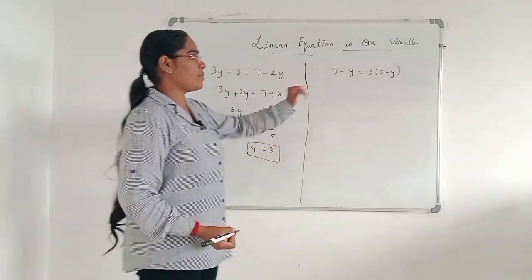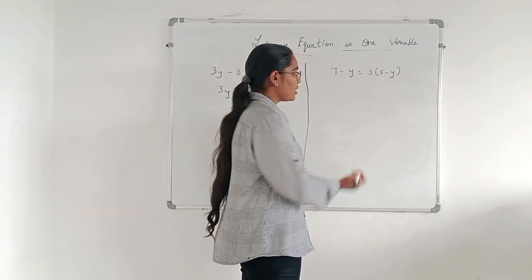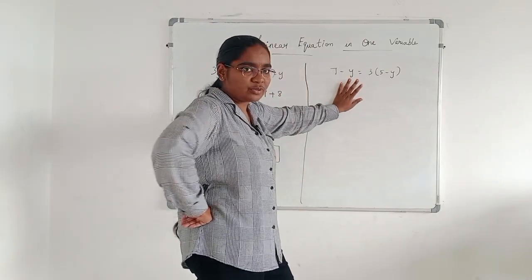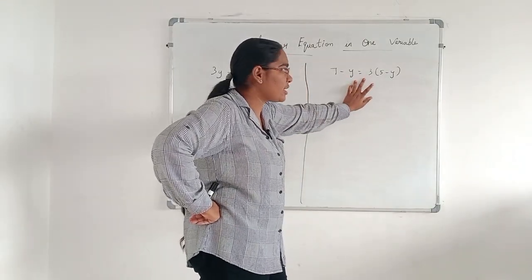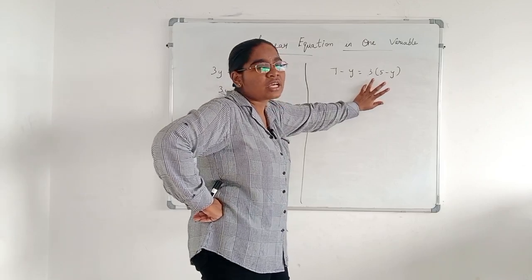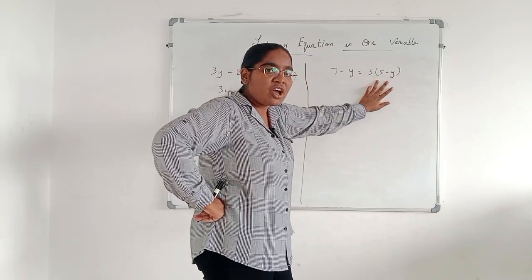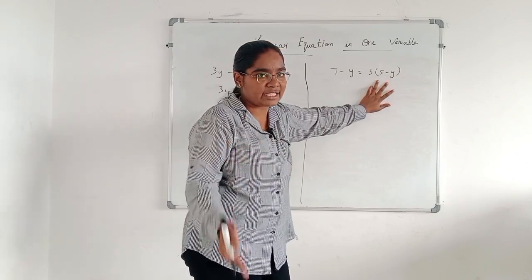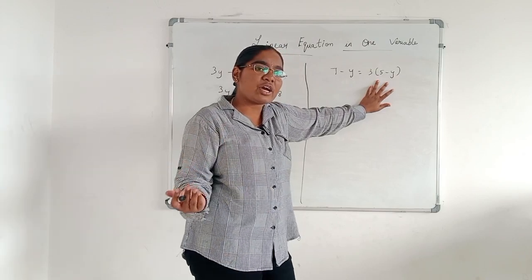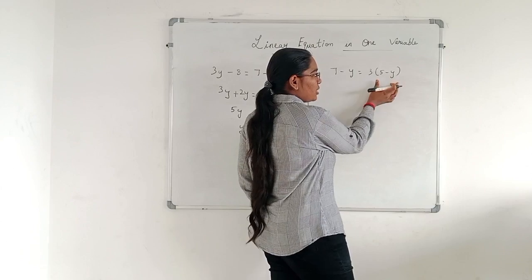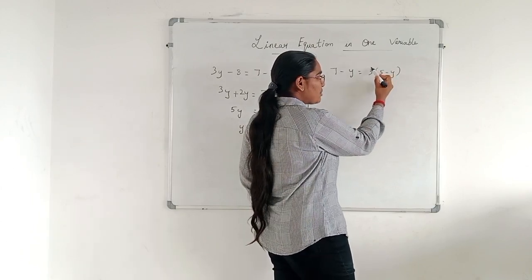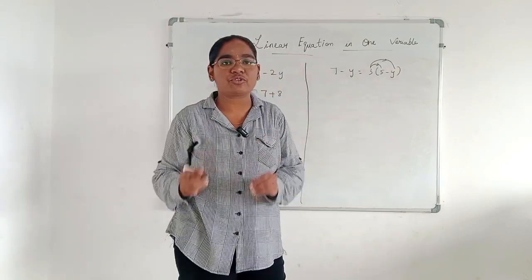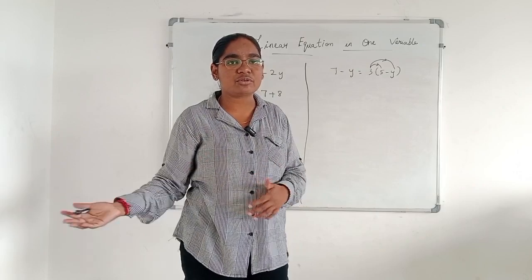Next, this problem. As usual, keep the variable on one side. Before doing that, we have to notice one thing. Here, 7 minus y equals 3 into 5 minus y. We already solved many problems related to multiplication of algebraic expressions. Whenever you approach it like this, 3 into this expression, you have to multiply this number 3 with each term. That is the first step you have to do. Then the next steps are as usual.